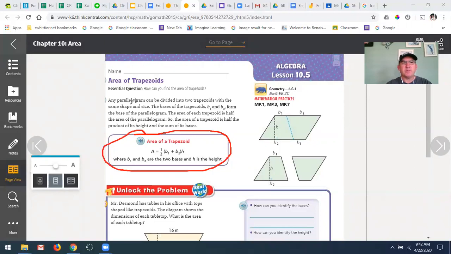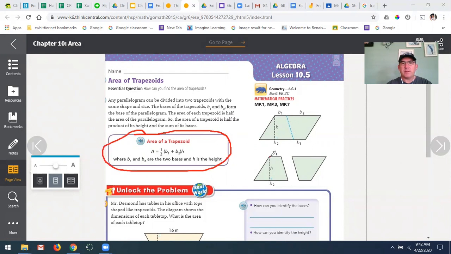Okay, let's see what it says up here. Any parallelogram can be divided into two trapezoids with the same shape and size. The bases of the trapezoids B1 and B2 form the base of the parallelogram. The area of each trapezoid is half the area of the parallelogram. So the area of a trapezoid is half the product of its height and the sum of its bases. Pretty much what this says. If we look over here at the diagram, you can see that this whole thing is a parallelogram, and they cut it into two trapezoids.